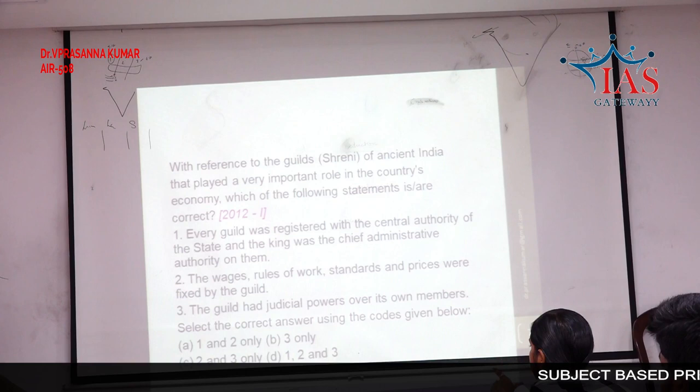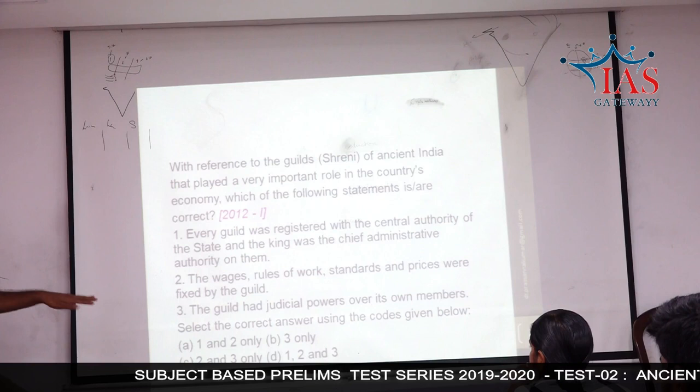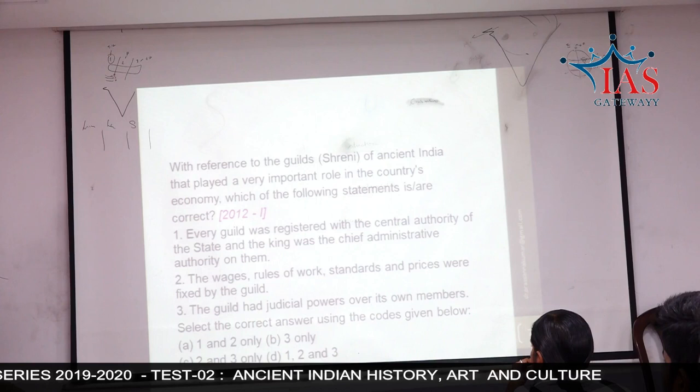So if you eliminate the first statement, what happens? Two options are gone, that's all. So either you have to see now 2 and 3. So 3 is definitely correct. That is decided. So you need to just read the second statement only. Write the answer for the second.